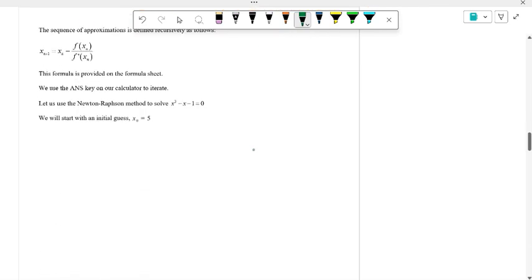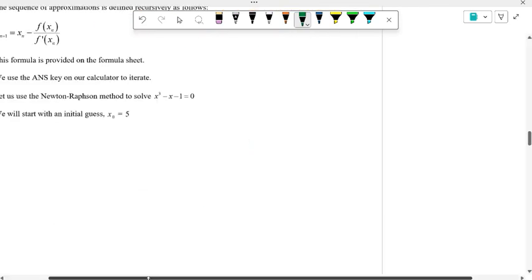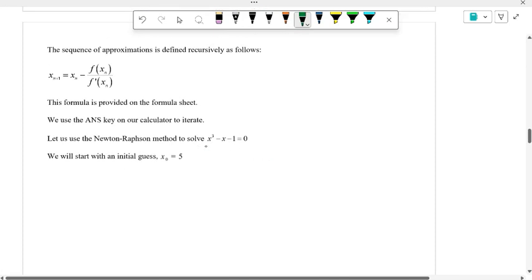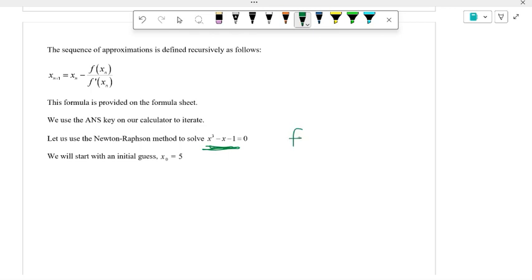Right. So now we're going to do a specific example and the whole thing will make a whole lot more sense. We're going to try and solve this equation: x cubed minus x minus 1 equals naught. We're always trying to solve equations of the form f of x equals naught. In other words, we must have a 0 on the right-hand side.